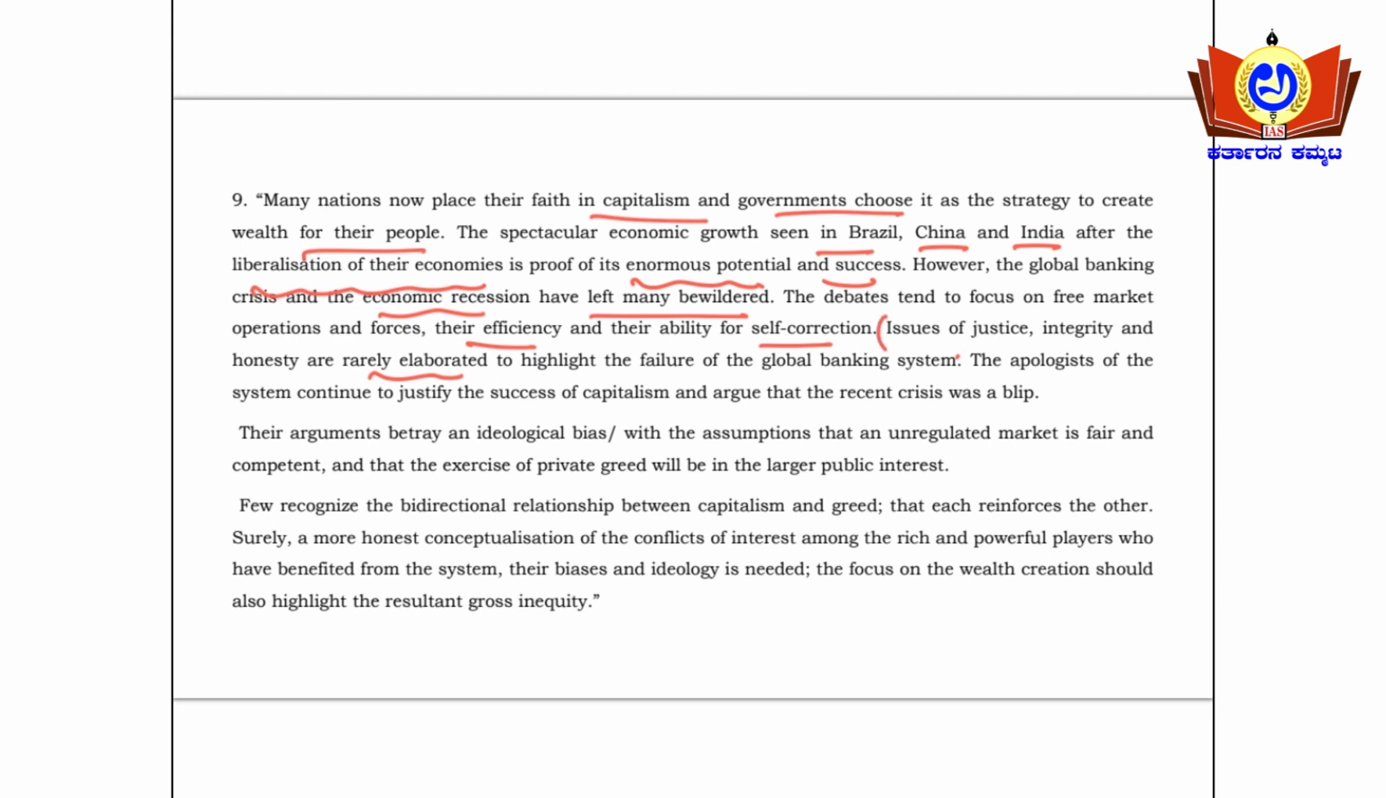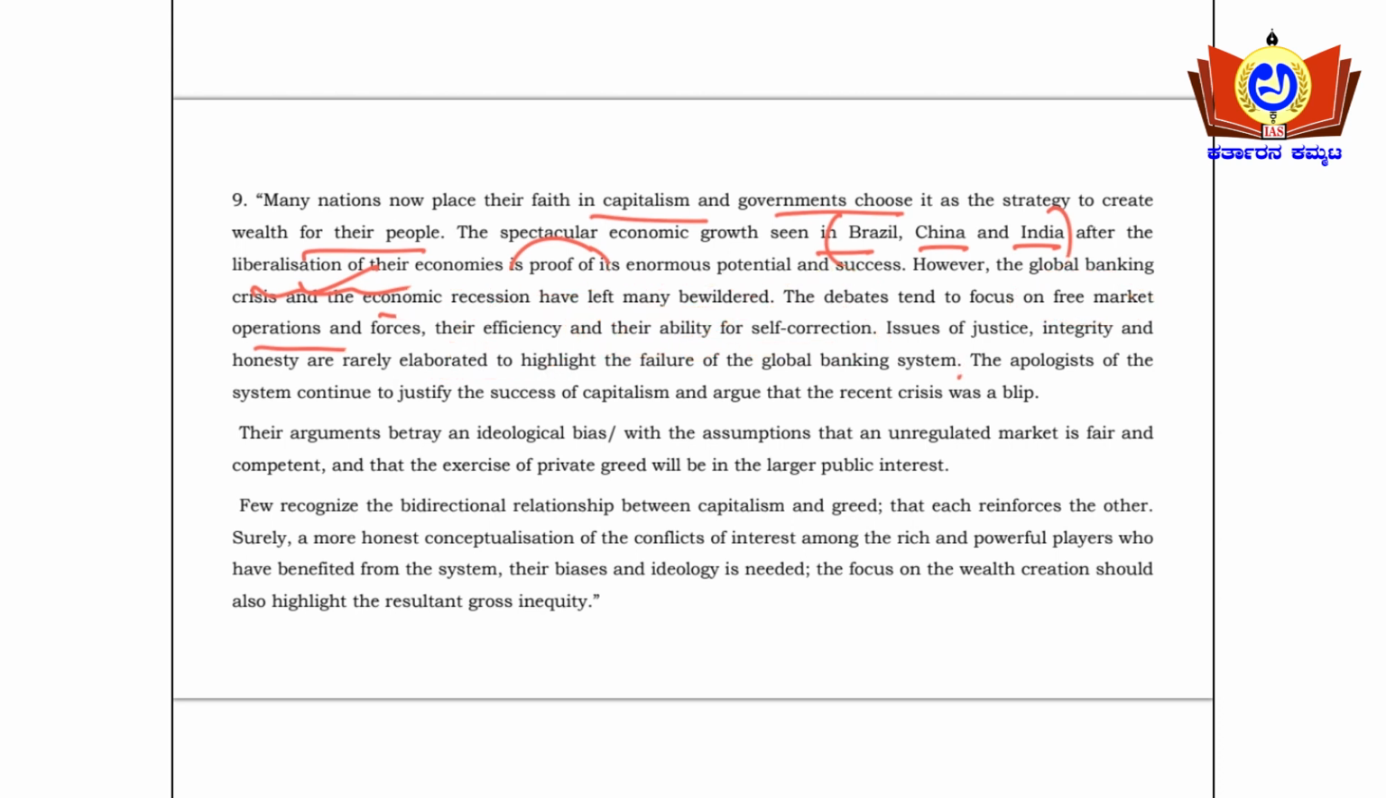Okay, see here, both types of arguments they are giving in the above passage. Once they say the spectacular economic growth seen in Brazil, China and India after the liberalization of their economies is the proof of enormous potential and success, whereas the global banking crisis and economic recession have left many bewildered. So on both sides the author is arguing. Hence he says the debates tend to focus on free market operations and forces, their efficiency and their ability for self-correction. This point you need to note down here.